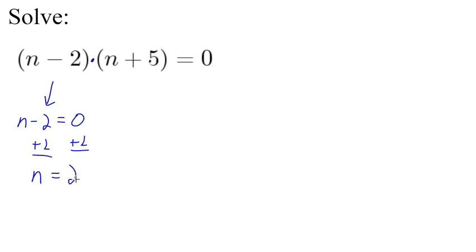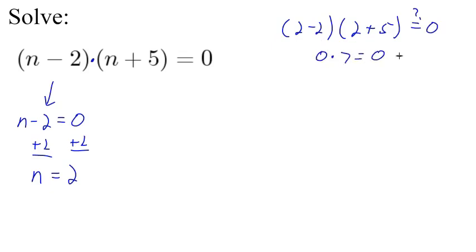If we substitute 2 for n, we get 2 minus 2 times 2 plus 5. And we're wondering if that equals 0. Well, 2 minus 2 equals 0. And 2 plus 5 equals 7, and 0 times 7 does equal 0. So that's using the zero product property to solve a quadratic equation. But we have one more binomial here. And if this binomial equals 0, that would also solve the equation. So we'll solve for n when n plus 5 equals 0.